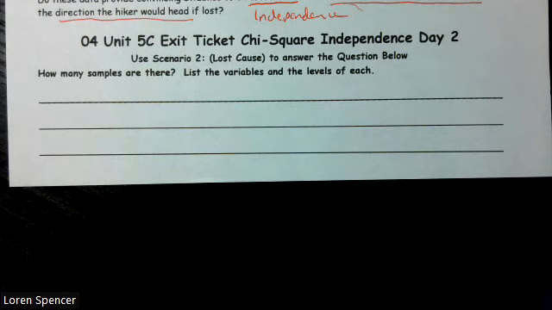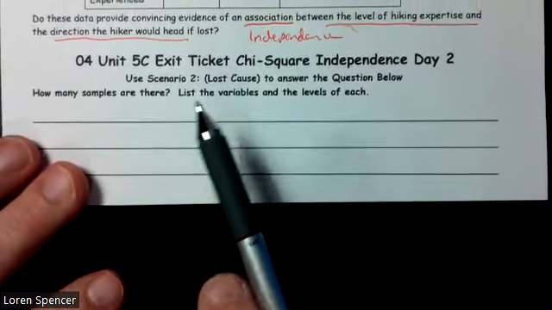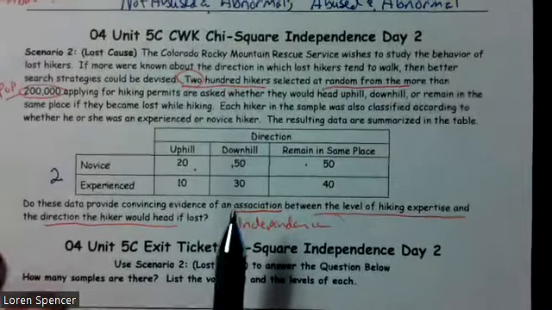This is a chi-square test of independence exit ticket, lost cause. All right, use the lost cause to answer the questions below. How many samples are there? List the variables and levels of each.